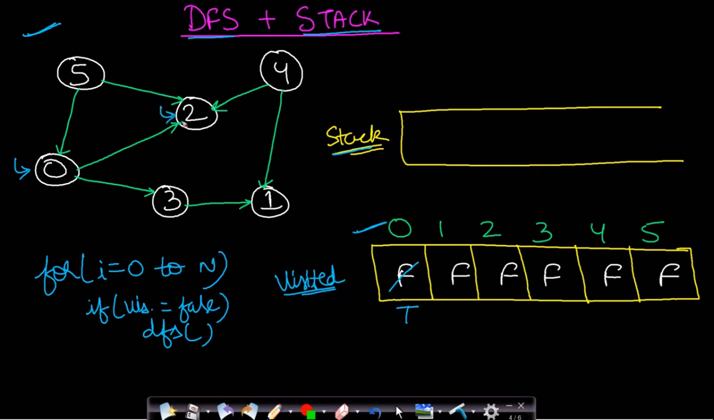Now we are at 2, and when we reach a node, we make the visited value true. From this node there is no other outgoing edge, so we will have to backtrack to node 0. Just before backtracking, we push this node value onto our stack. So 2 will be pushed onto the stack, and now we backtrack to node 0. From node 0 we will traverse to node 3. Before traversing, we check the visited value at 3. It is false, so we can traverse to node 3 since it is not processed.